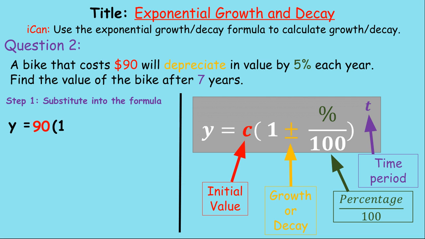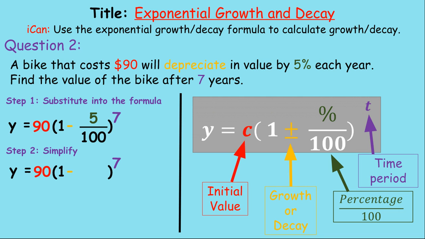We've got our parentheses 1, and it's depreciate, so that means we put in a negative, we take away. And again, we divide by 100, but we need to know our percentage, which is 5. And then to the power of 7, because years is our time period again, and we've got 7 of them. Same thing again. Let's simplify. 5 over 100 is 0.05. And then we just put it in our calculator to calculate it.